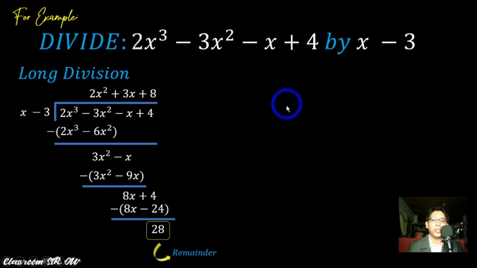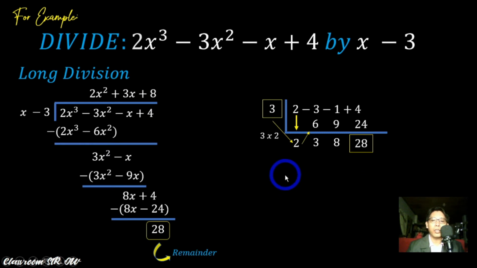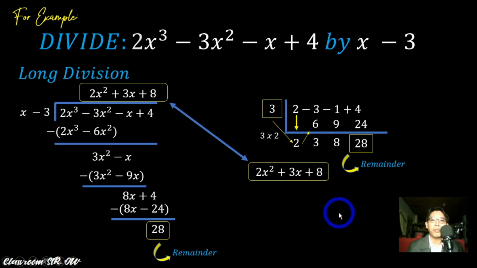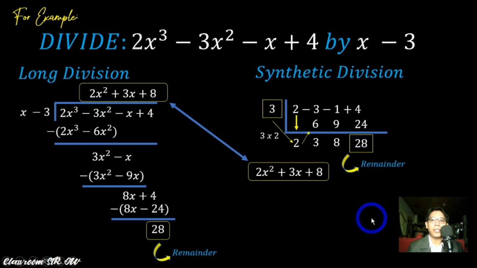I'll be presenting to you another method and let us compare which of them is easier for you to divide polynomials. So this is what it looks like if we are using another method. And of course, we have the remainder. We still arrive at the same remainder. And of course, the quotient of this is 2x squared plus 3x plus 8. If you notice, we arrive at the same quotient. And this method is what we call the synthetic division. So you can actually compare which of them is a little bit easier for you.